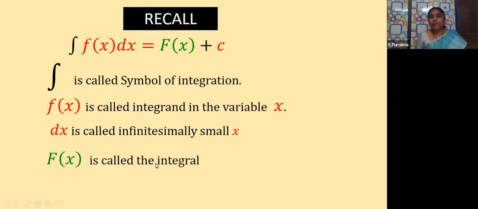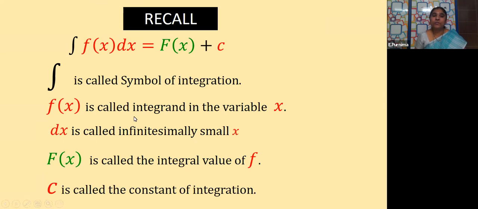Capital F of x is called the integral value of f. This is the final solution that we get. And C is called what? It is the constant of integration. So these are the things that we have, which are very, very important, children.